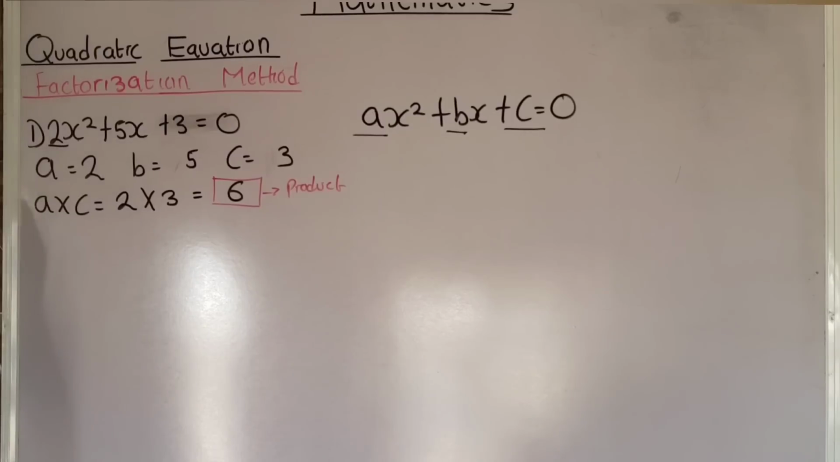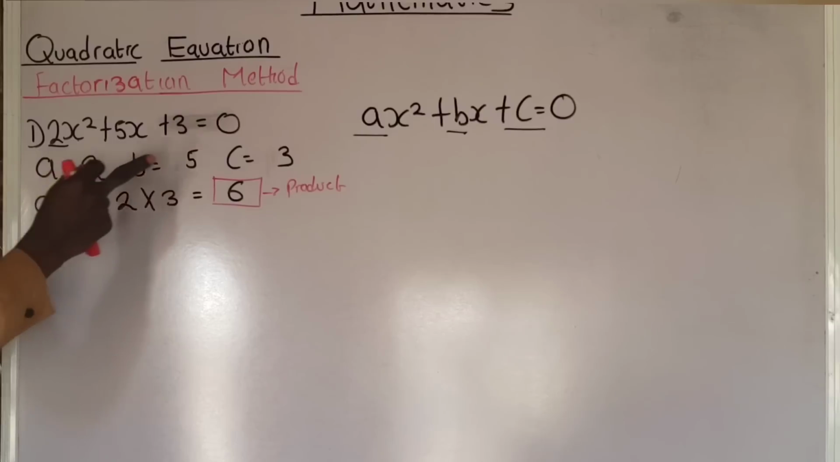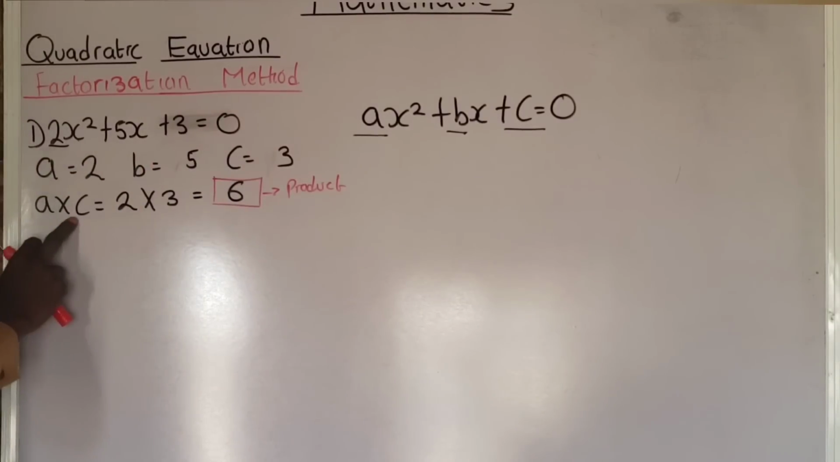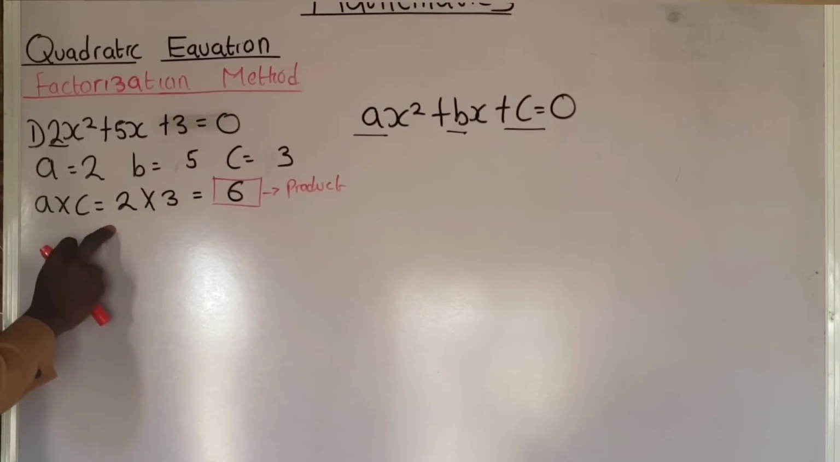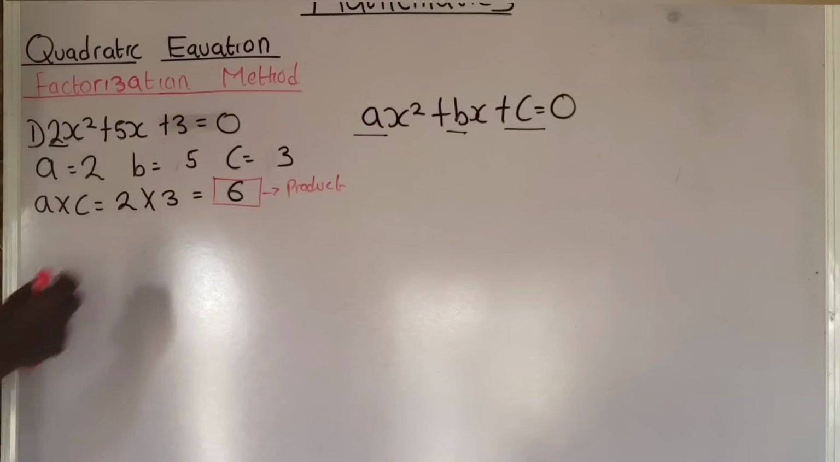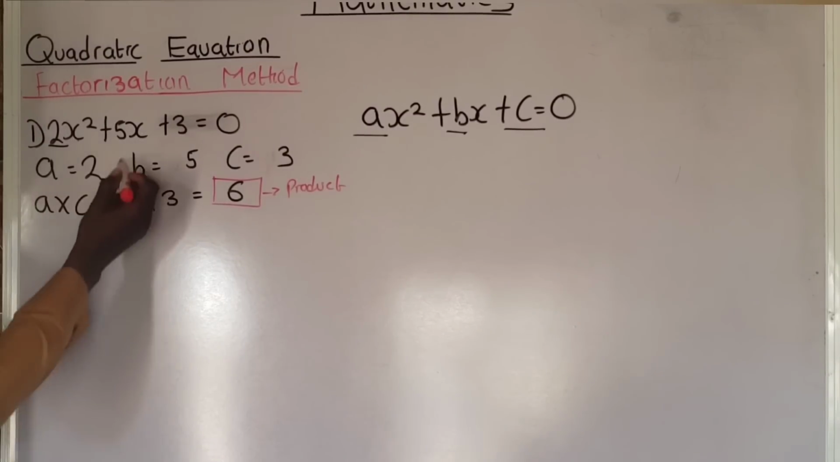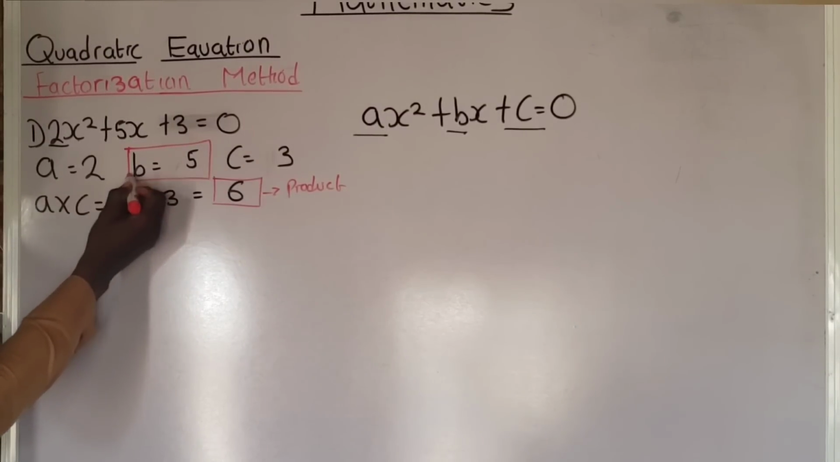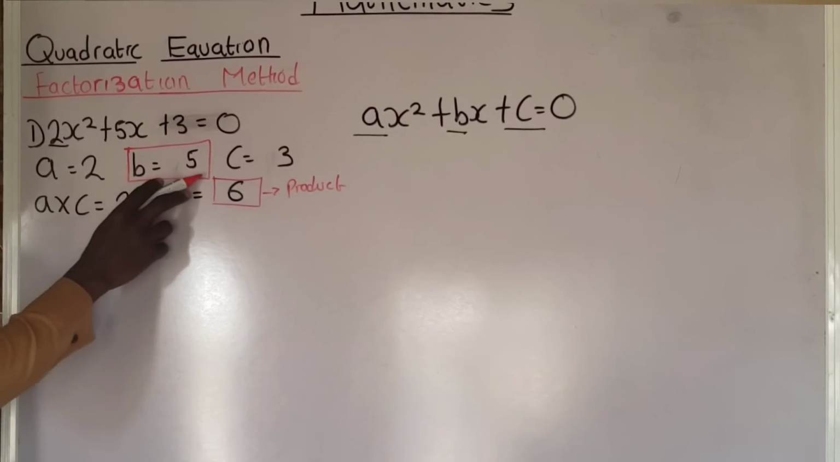The first term is a and the constant term is c. A in this quadratic equation is 2 and c is 3. So the first step is that I take the product, which is 2 and 3. So I got 6. Now, having taken their product, we know that in this quadratic equation, the second term is b, and the second term is 5.